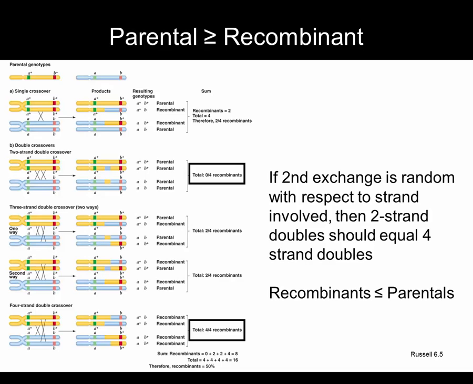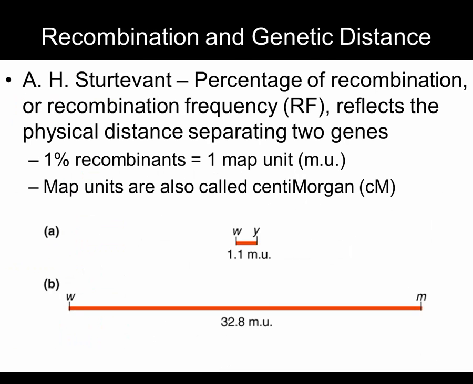This slide is a good summary of the situations we just looked at. Again, a double crossover can create a situation where there are only recombinant gametes, but on average, the parental and recombinants will be equal. Now it's time to talk about how we use recombination frequencies. A.H. Sturtevant reasoned that the percent of recombinants should reflect a physical distance between 2 genes. He set a recombination frequency of 1% as 1 map unit, which you also see referred to as a centimorgan. So if there are 1.1% recombinant offspring from an individual heterozygous for W and Y, we say that W and Y are 1.1 map units apart.